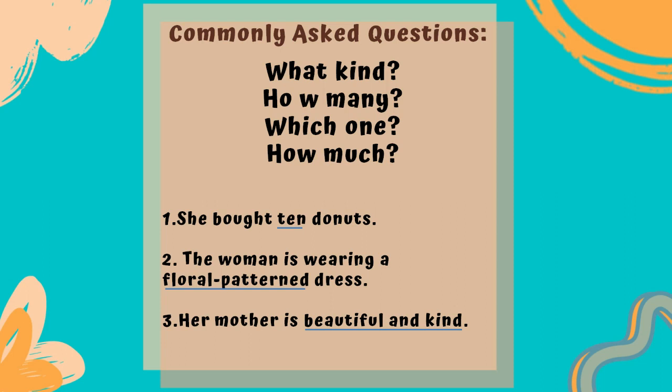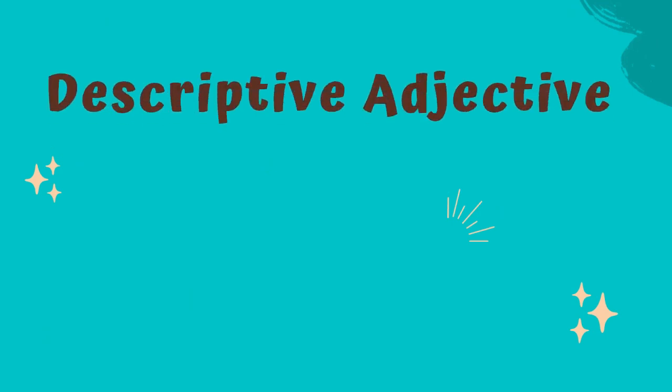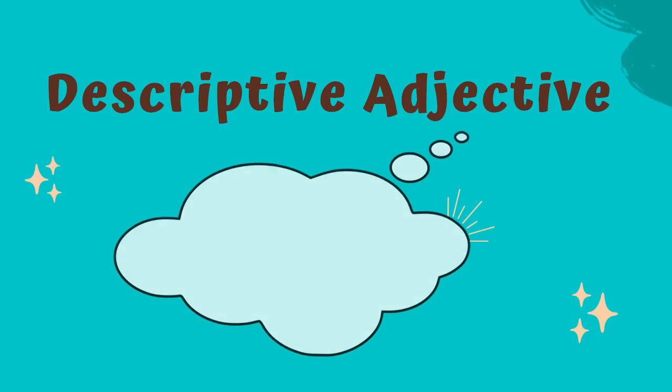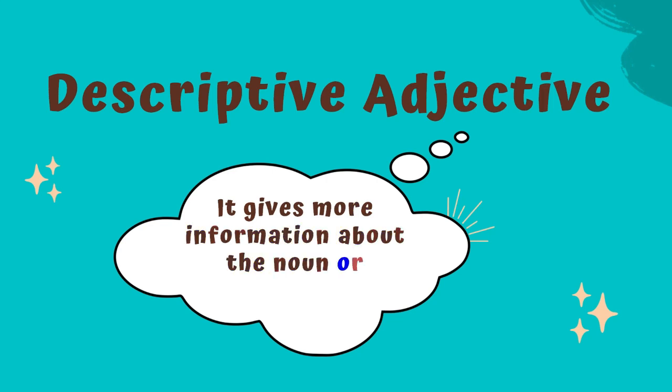Now let's move on to the types of adjectives. We have 8 types of adjectives. And the first one is descriptive adjectives. This is one of the most common among all the types. This adjective gives more information about the nouns or pronouns.